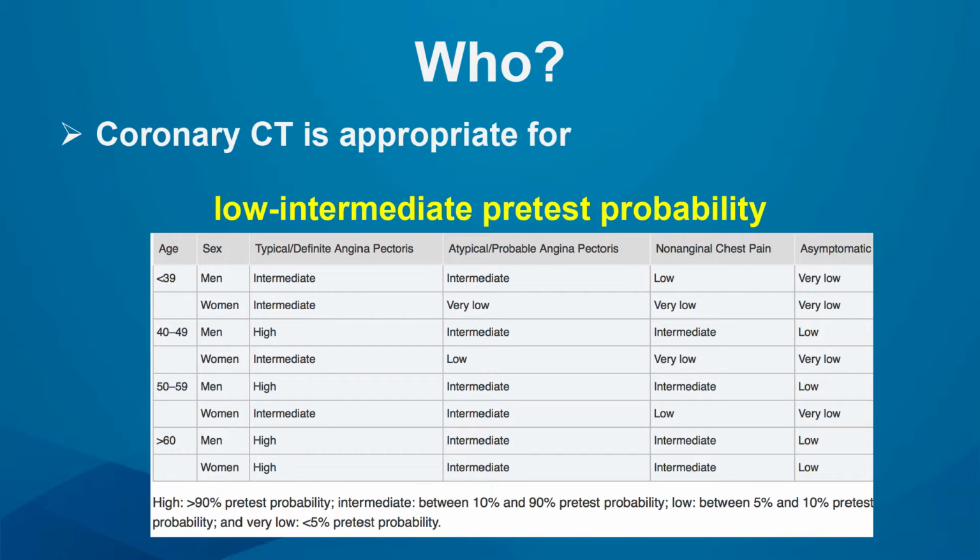Basically, coronary CT is considered appropriate for patients with low to intermediate pretest probability, and as you know better than I do, pretest probability is determined based on the patient's sex, age, and symptoms. It's basically independent of hypertension or diabetes and all these things.